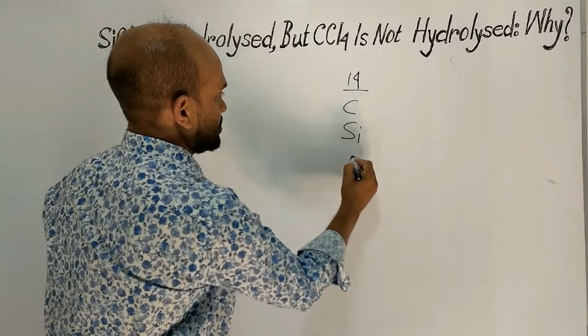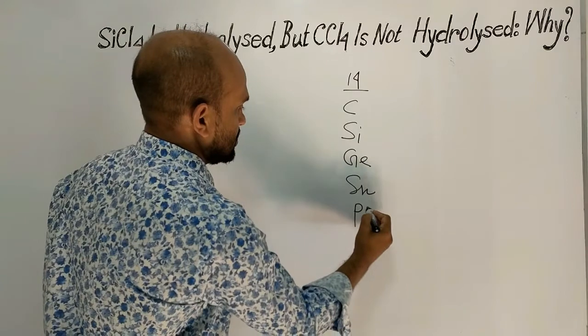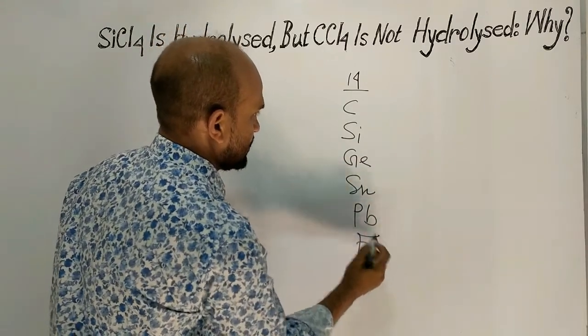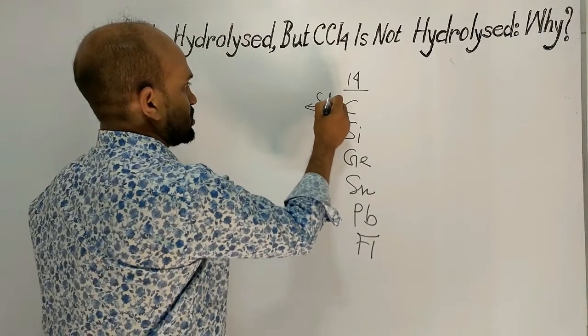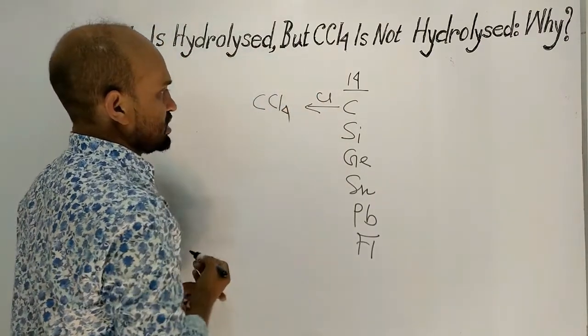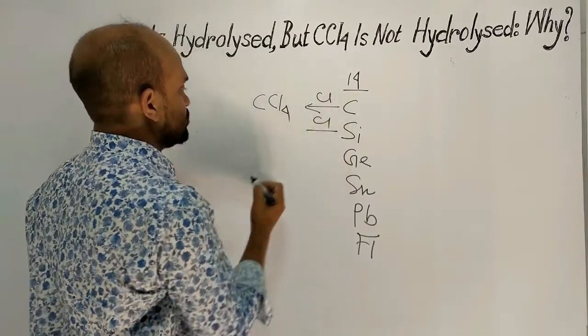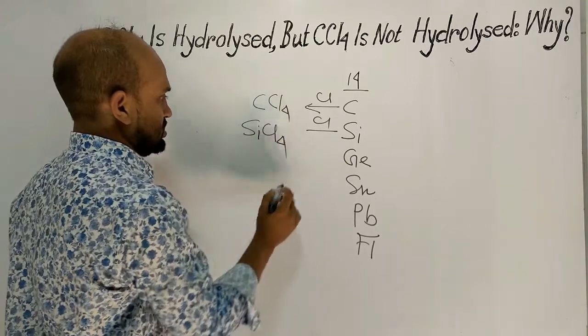Carbon, silicon, germanium, tin, lead, flerovium. Carbon with chlorine forms carbon tetrachloride. Silicon with chlorine forms silicon tetrachloride.